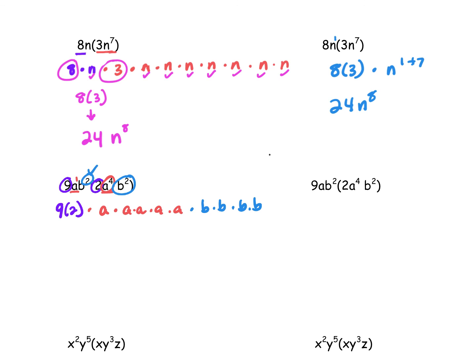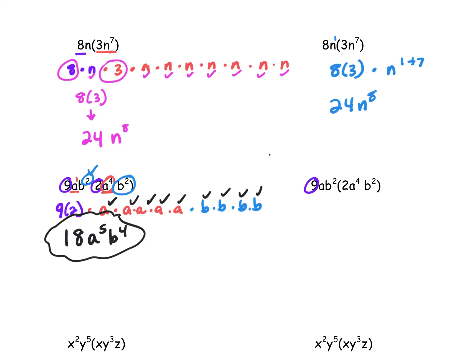So 9 times 2 is going to give me 18. And I can see 1, 2, 3, 4, 5 a's, so a to the 5th power. And then b, I can see 1, 2, 3, 4, so b to the 4th power. So all of that now becomes one term, 18 times a to the 5th power times b to the 4th power. So let's see what that would look like if we didn't go the expanded way.